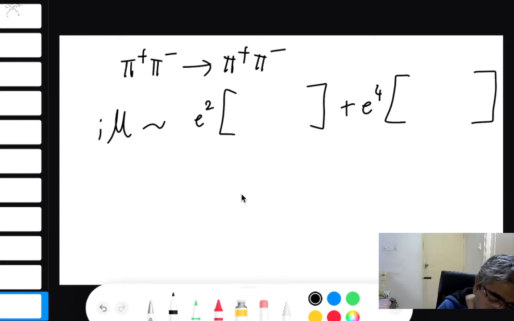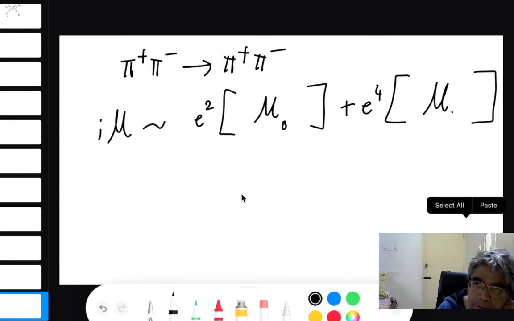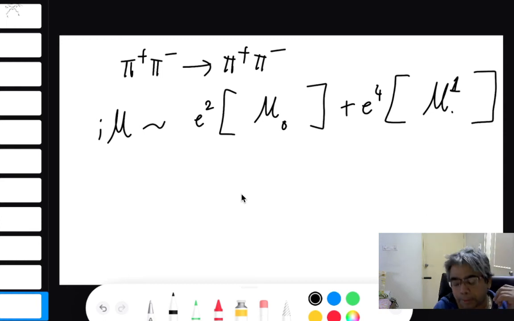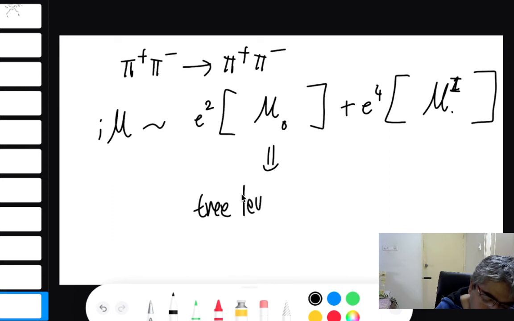We call this M0, and we are already using e4, so let me call it M prime, or M, it is preferable to call it M1 in capital. So M1 we call the tree level contribution. These are called one loop contributions.